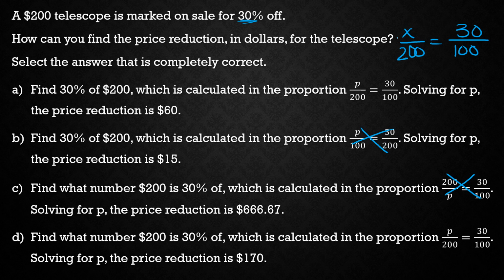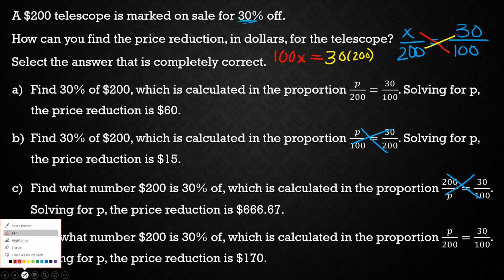So I guess I'm going to write this on the other side over here. So start multiplying diagonally, 100 times x. So 100 times x. Do my equal sign, and then I'm going to do the other direction. 30 times 200. Okay. Then I'm going to do my multiplication.